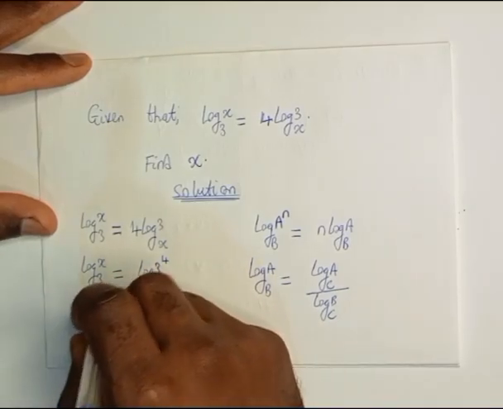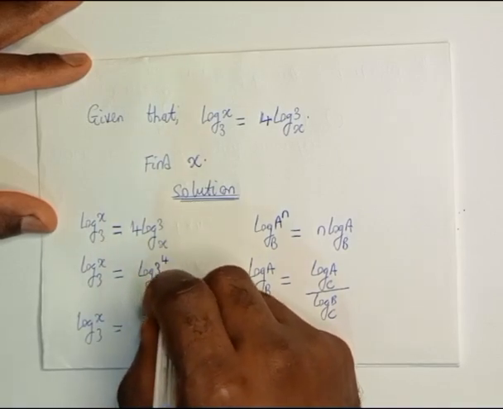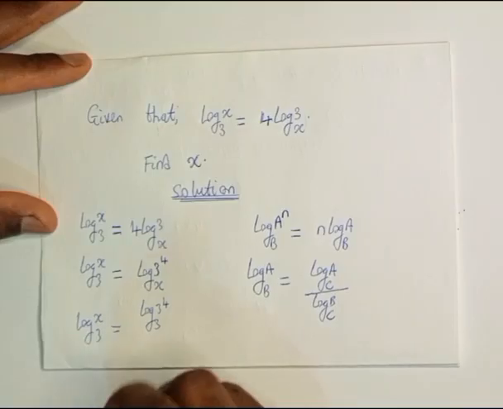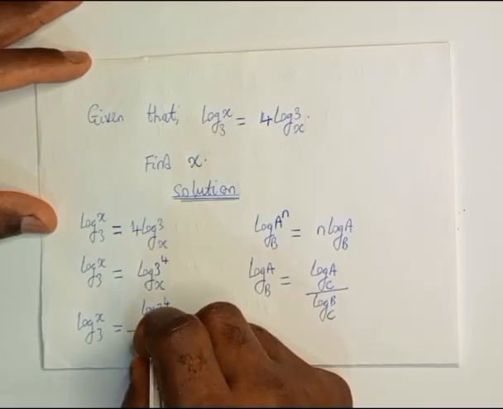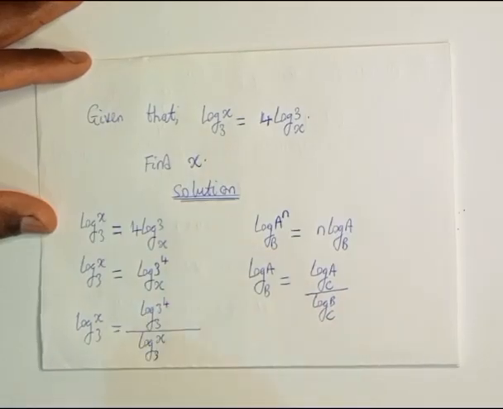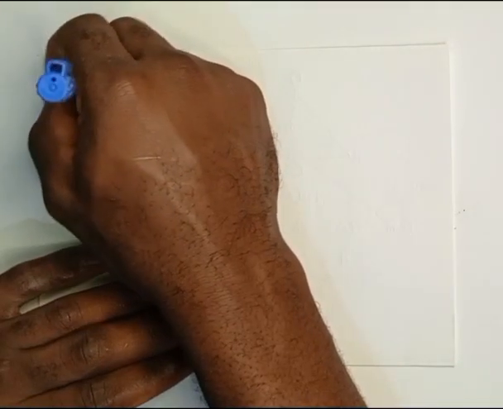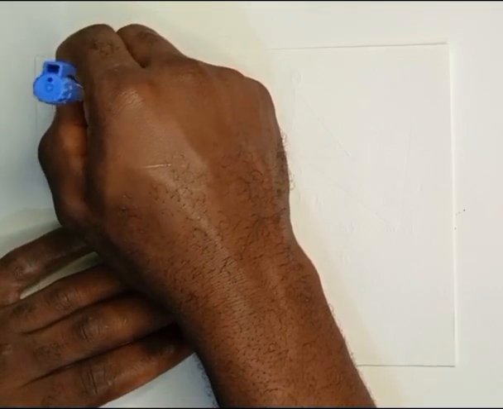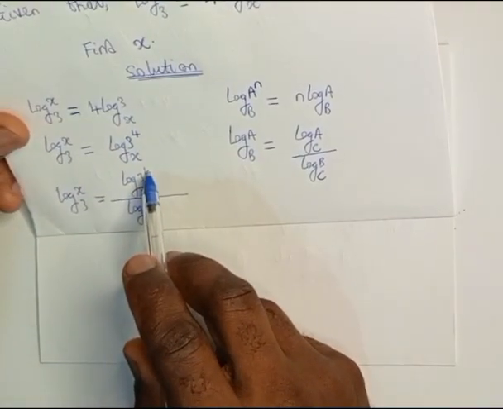This will give us log x base 3 to be equal to the log of 3 to the power 4 base 3, which is the new base, all over the log of x base 3. The reason why we are changing the base to a new base of 3 is simply because at the left hand side we have a base of 3. This will simply give us the log of x base 3 to be equal to log 3 to the power 4 base 3.